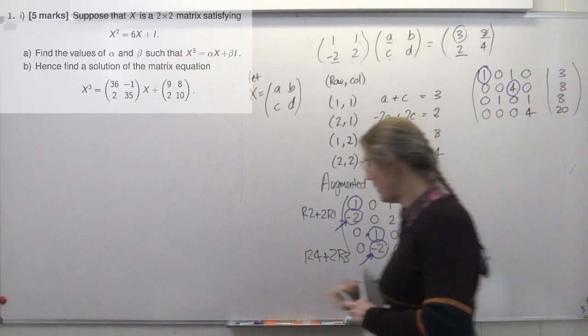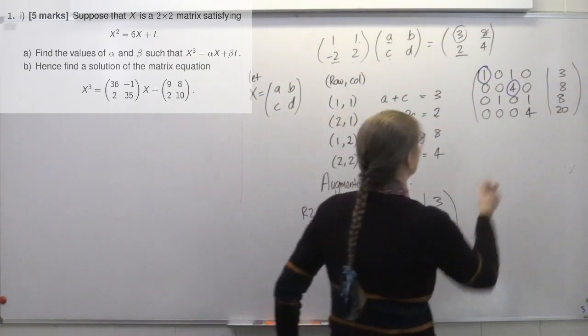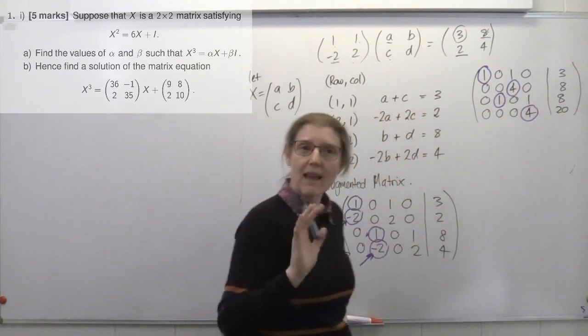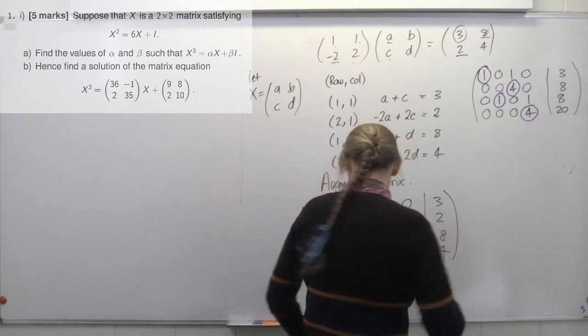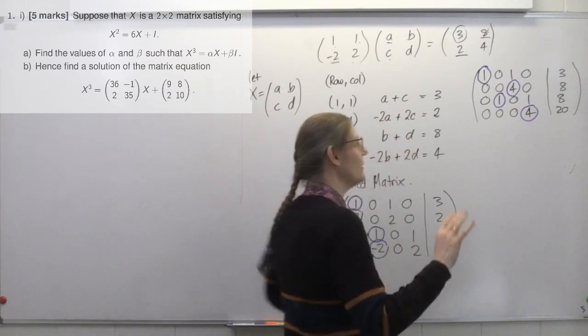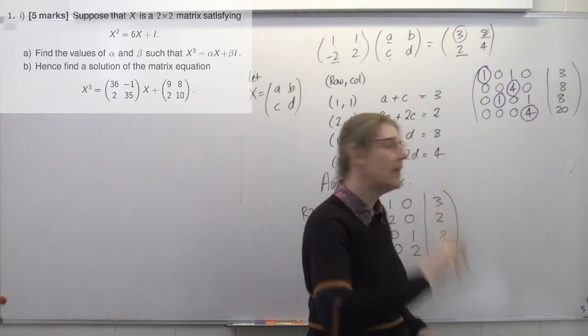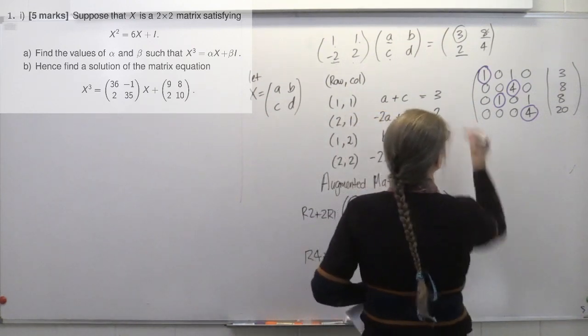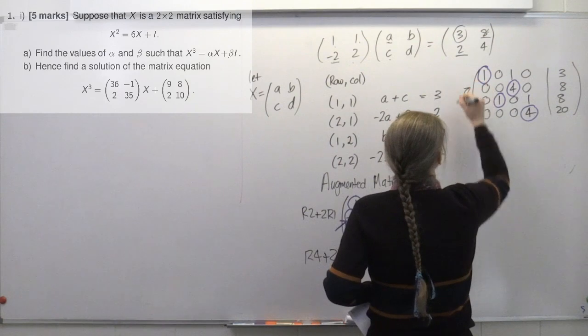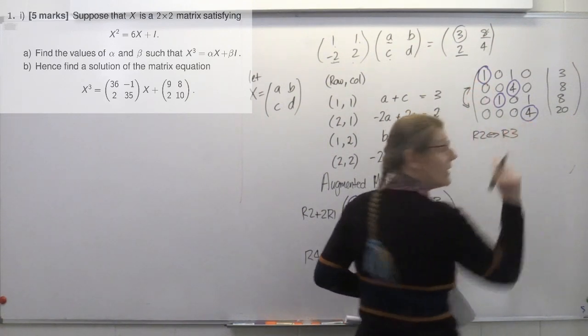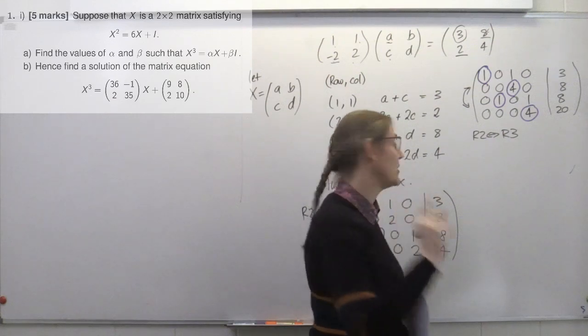And we can identify our other pivots here and here. Now, every column has a pivot, but we're not going down and to the right. So I'm just going to swap the rows around, and I'm going to swap row 2 and row 3. And that will give me my matrix in row echelon form.